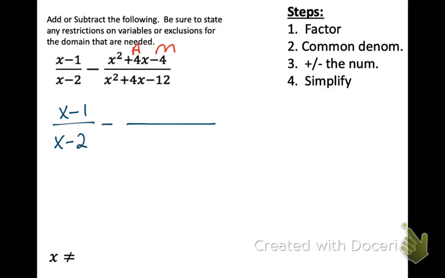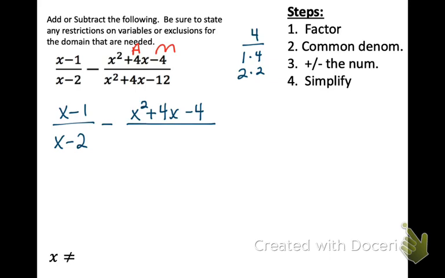I think I said that wrong. Multiplies to negative 4 and adds to positive 4. If you take a minute and think about it, the only factors that multiply to 4 are 1 and 4 and 2 and 2. No combination of these will multiply to a negative 4 and add to a positive 4. So I can't factor this, and that's okay.